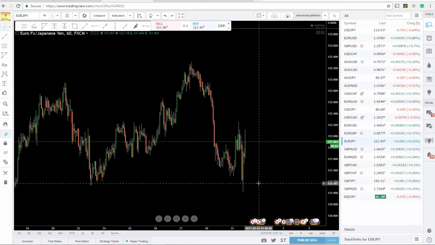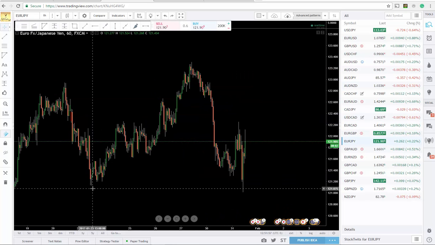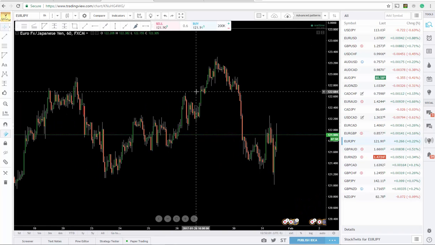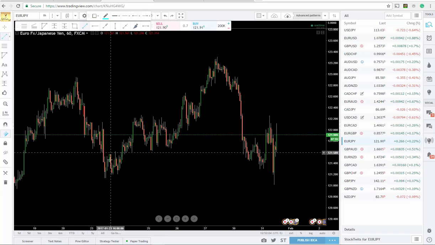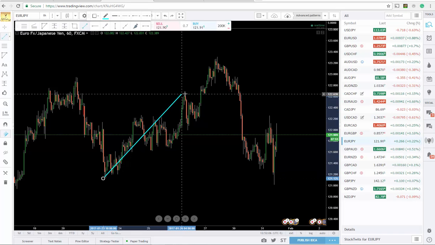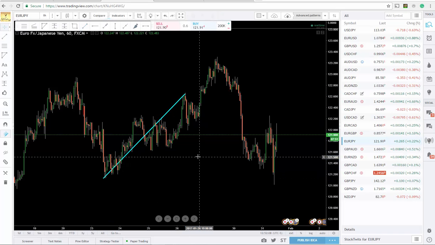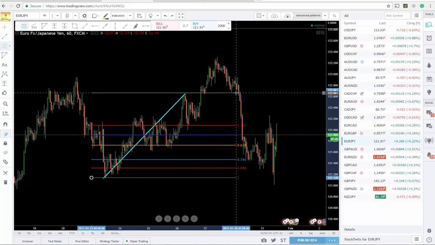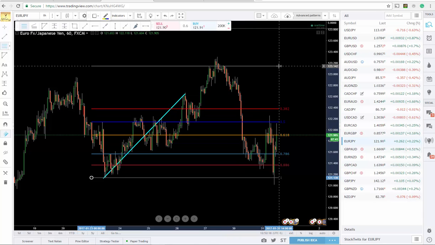Moving on. Alright, so here on the Euro Yen, we have another example of an advanced cipher pattern, and I'll give you guys a second to see if you can spot it. For this pattern, our impulsive move comes in from X up to A. If we take our Fibonacci retracement, you can see that it does hit our 382 retracement, which is our first rule for this pattern.